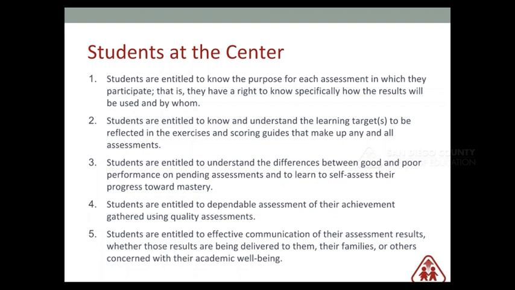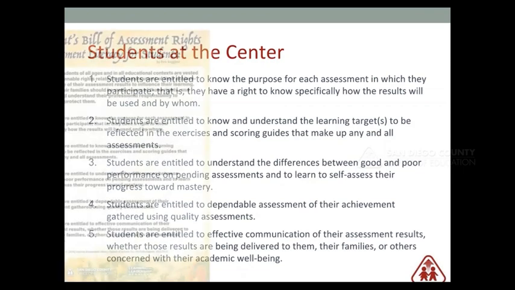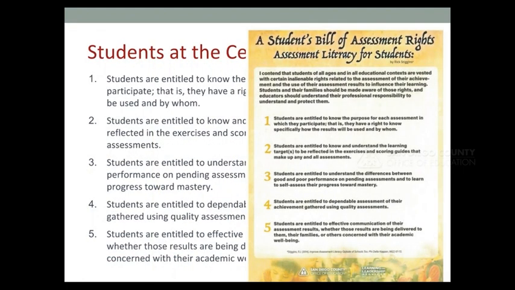So our goal is to keep students at the center of all of this, right? When students know where they're supposed to be going, when the learning is truly clear, they're going to be more successful. They're less likely to see it as doing school and more likely to see it as being involved in their learning. And so what you see here in front of you, these 5 statements are part of Rick Stiggins' Student Bill of Assessment Rights and part of assessment literacy for students.